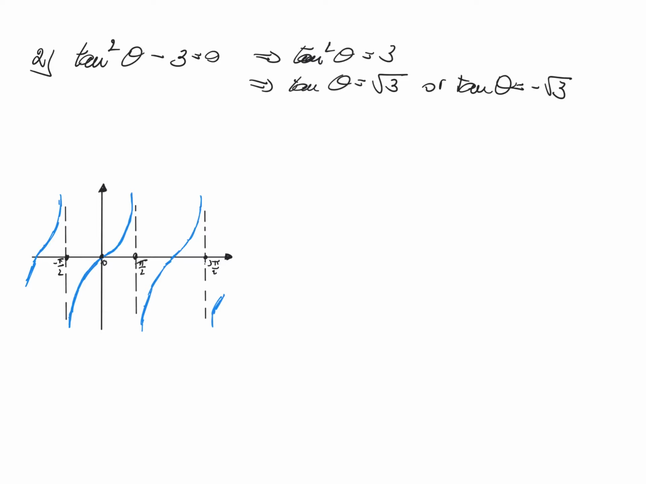So if we take the value square root of 3 on the y-axis, this will give us the value for theta on the x-axis. So theta, for the first part, will be equal to pi over 3 plus, as is clear from the image, k times pi, because pi is the period of tangent. Similarly, for tangent theta equal to minus square root of 3, we find that theta is minus pi over 3 plus k times pi.